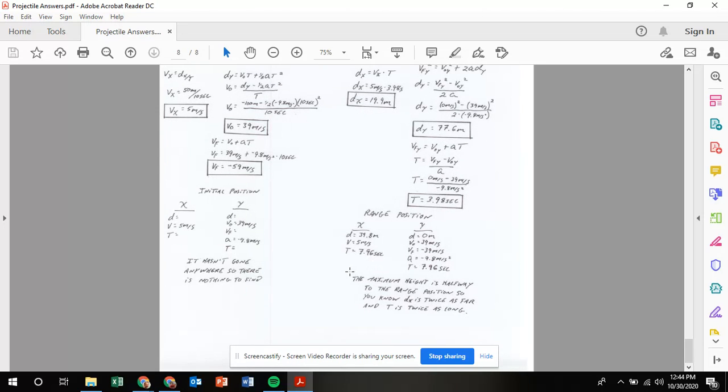So that's every problem on the angled projectile review. Hopefully you understand what's going on.